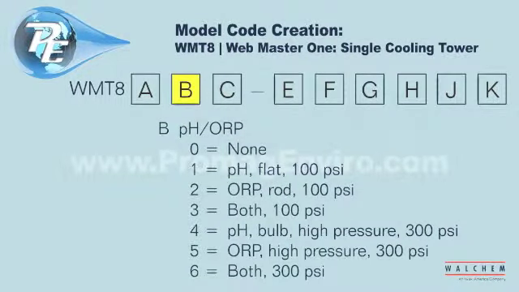The next selection is pH ORP. The number 0 represents none. The number 1 represents pH flat, 100 psi. The number 2 represents ORP, rod, 100 psi. The number 3 represents both pH and ORP, 100 psi. The number 4 represents pH, bulb, high pressure, 300 psi. The number 5 represents ORP, high pressure, 300 psi. And the number 6 represents both pH, ORP, and 300 psi.